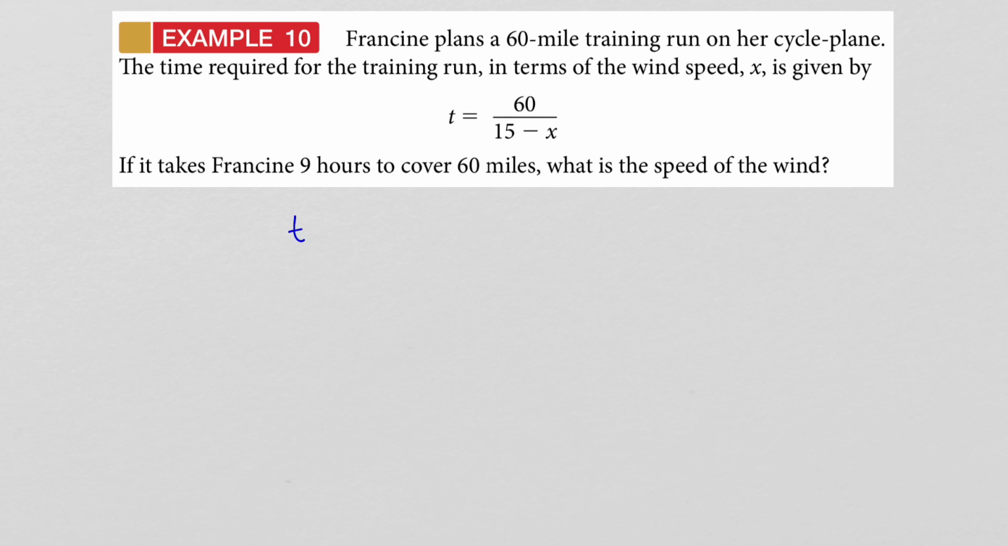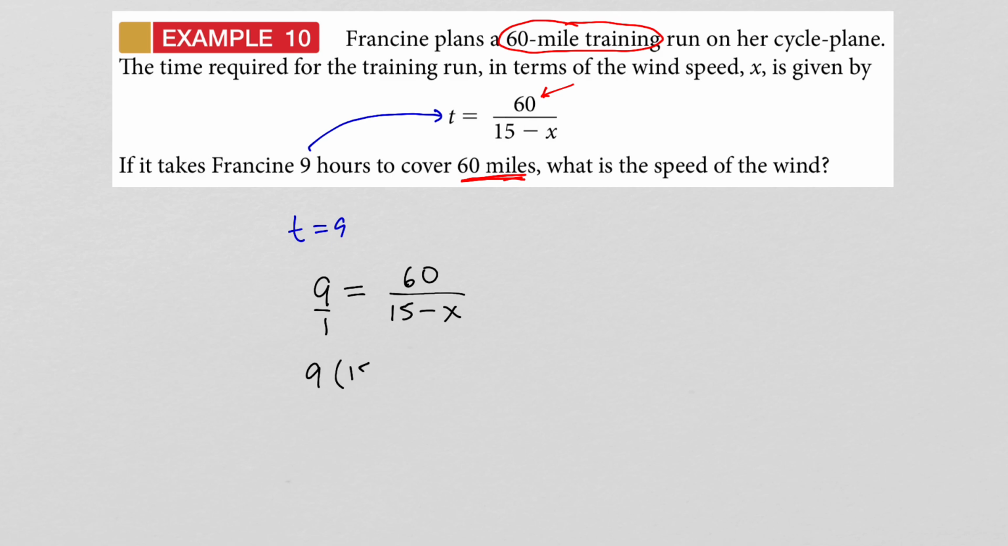Okay, so they're telling you that t equals 9. So we're going to plug 9 in there. That gives us 9 equals 60 divided by 15 minus x. Now, don't be confused when they say, to cover 60 miles. That's already accounted for in the formula, right? That's why you have a 60 up on top. So we don't have to do anything with that. So now we're just going to cross multiply. So we have 9 times 15 minus x is equal to 60 times 1, which is 60.